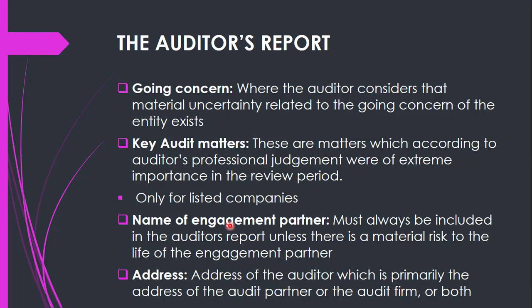Then the name of the engagement partner must always be included in the auditor's report unless there's material risk to the life of the engagement partner. So if you check the auditor's report, there's always the name of the engagement partner. If you read Zanaco financial statements, you read the auditor's report from PwC, you discover that the engagement partner is Andrew Chibuye and he signs there.